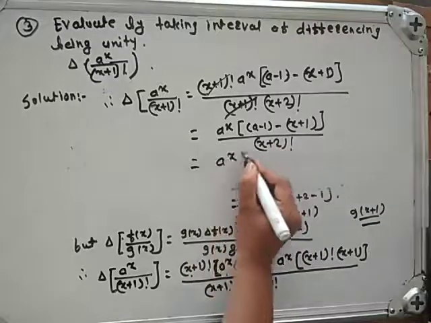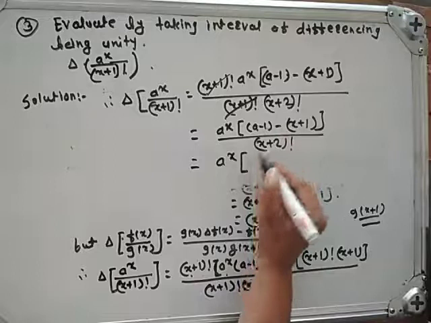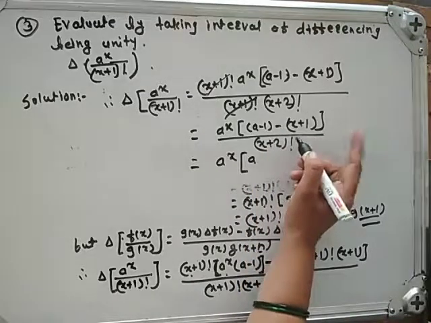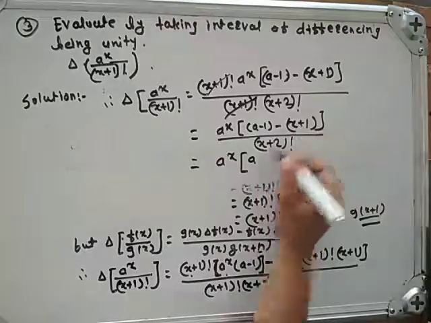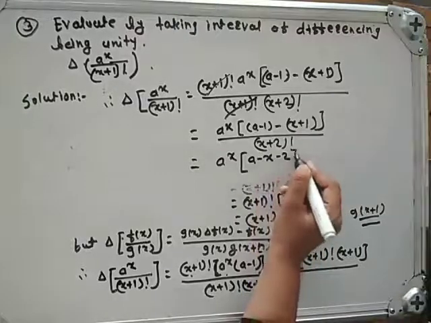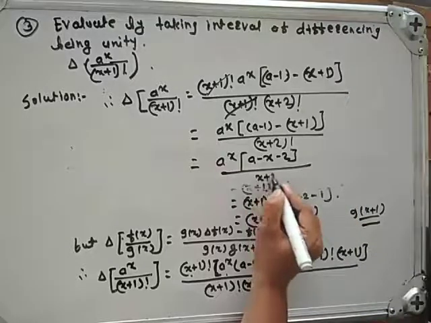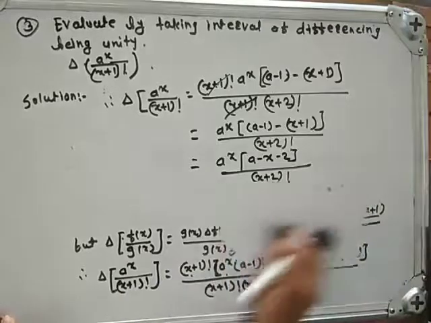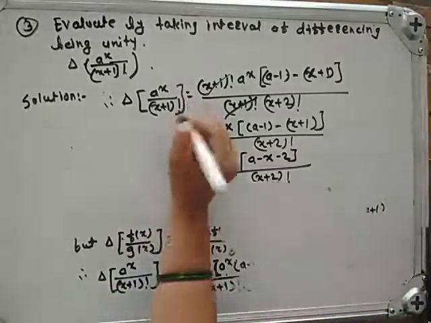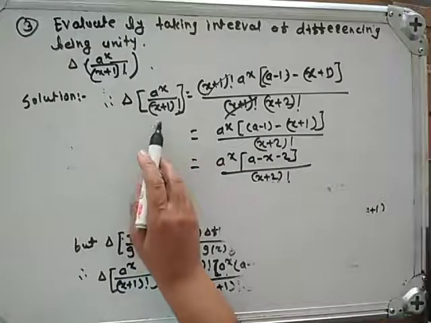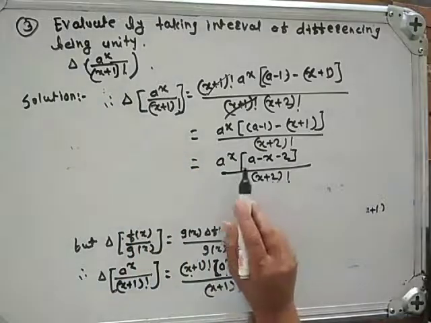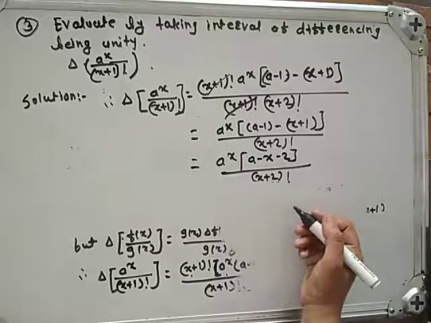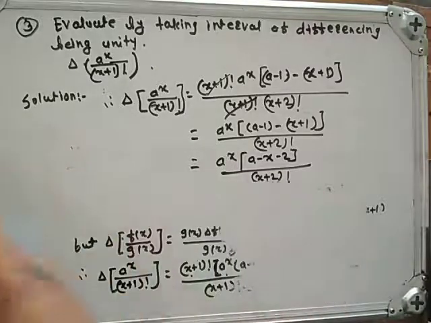Simplify this, a raised to x into a minus 1 minus 1 minus 2, and this is minus x minus 2 upon x plus 2 factorial. Okay, therefore delta of a raised to x upon x plus 1 factorial is equal to a raised to x into a minus x minus 2 upon x plus 2 factorial.